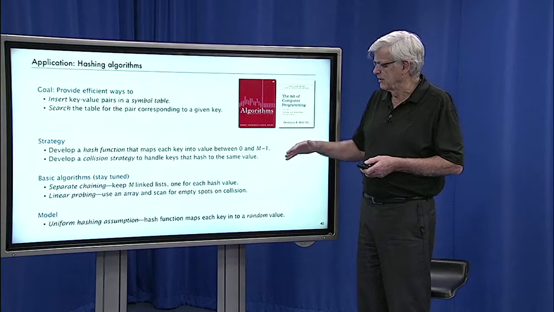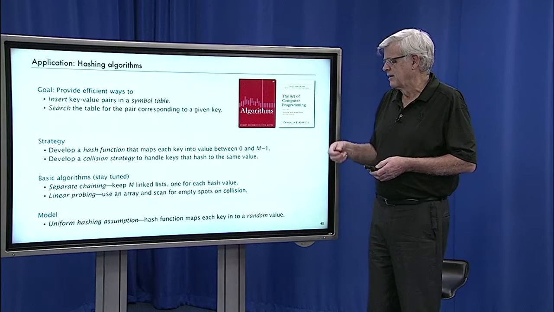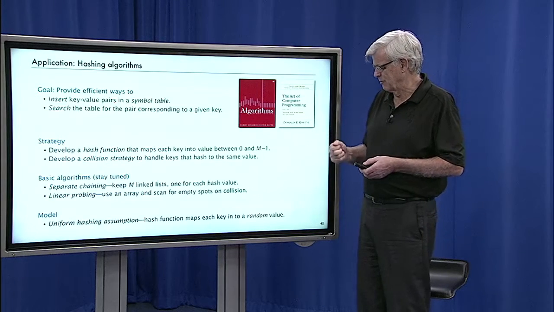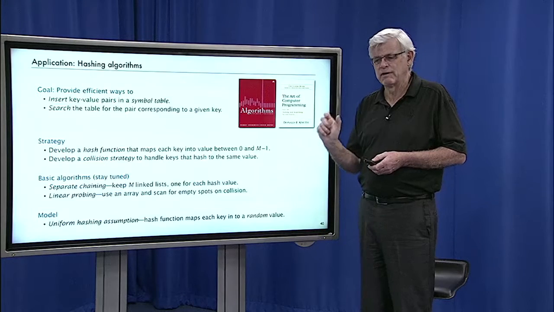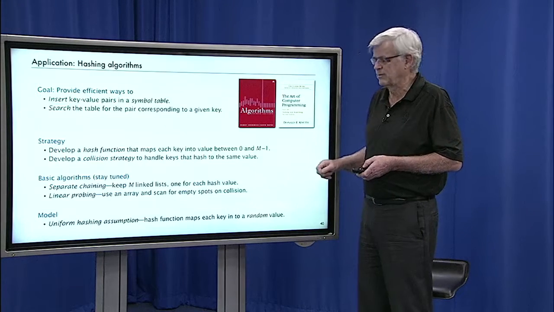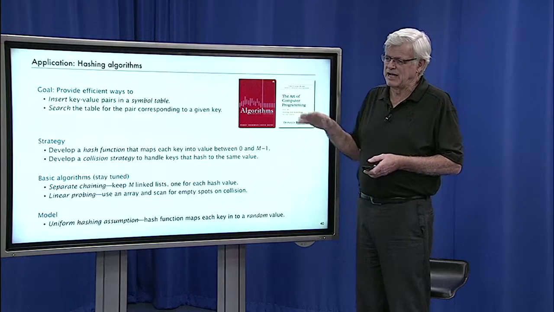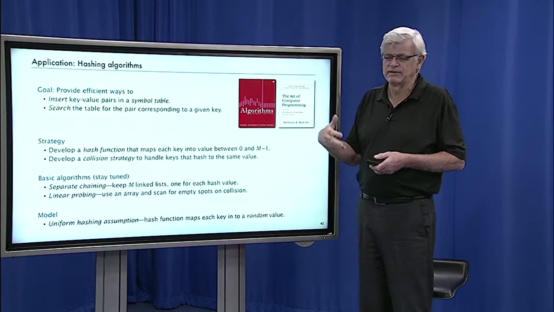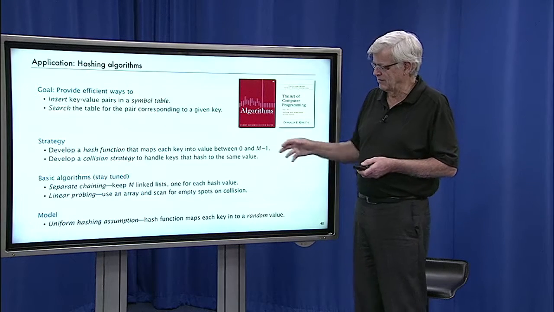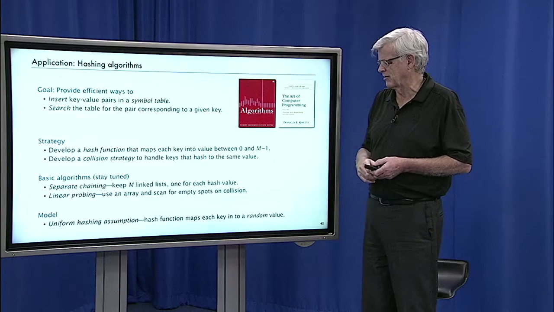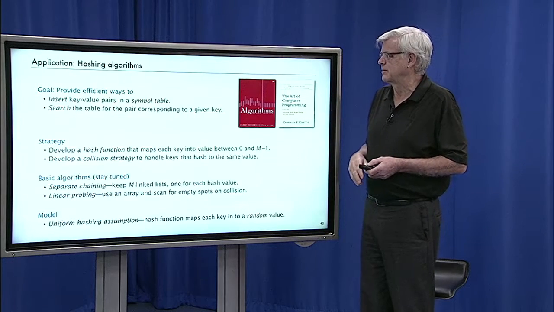And the model that we use is this idea that for the hash function, we assume what's called the uniform hashing assumption, that the hash function maps each key into a random value between 0 and m minus 1. And it's been shown to be not so difficult for typical types of keys to get hash functions that reasonably approximate this uniform assumption. So that's the setup.